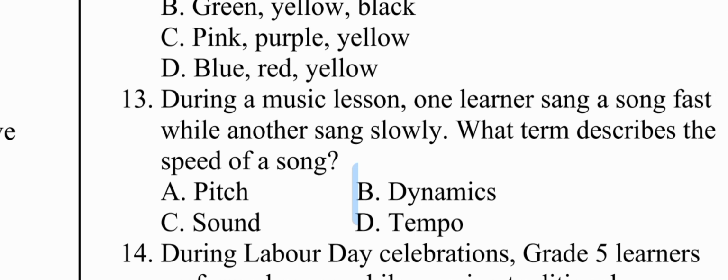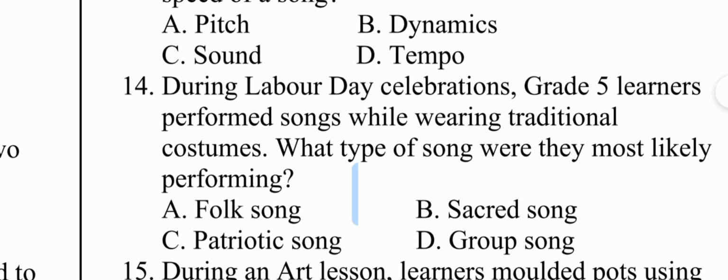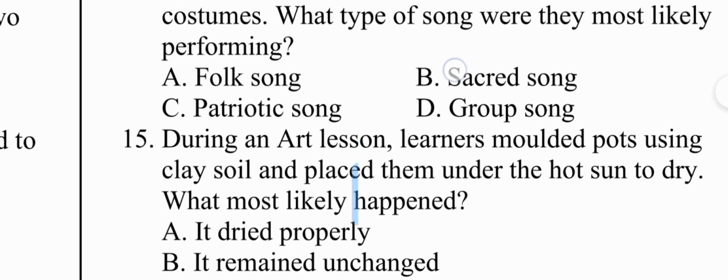Number 13. During a music lesson, one learner sang a song fast while another sang slow. What term describes the speed of a song? Speed of a song, that one is the tempo. So the correct one is D. Number 14. During Labor Day celebrations, grade 5 learners perform songs while wearing traditional costumes. What type of a song were they most likely performing? Traditional is a folk song. So the correct answer there is A, folk song. Number 15.